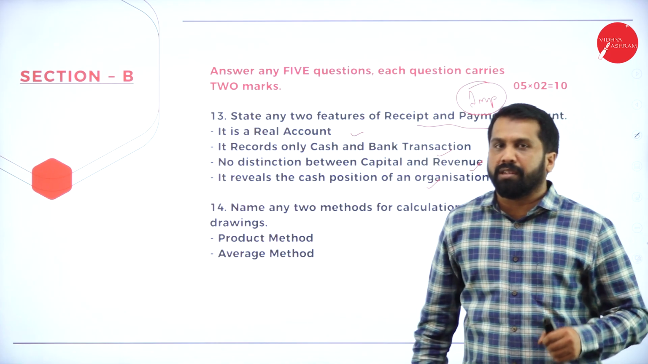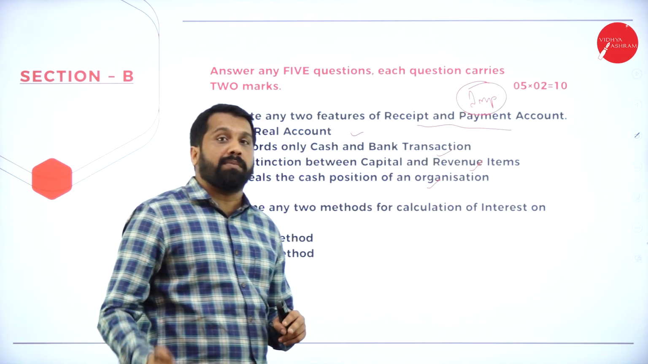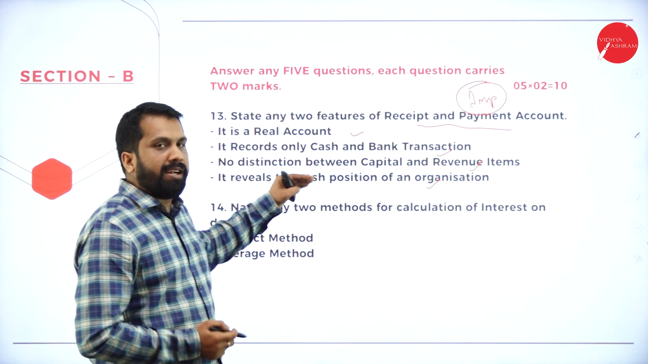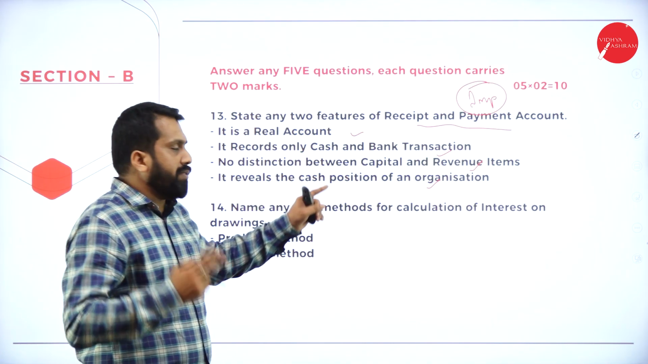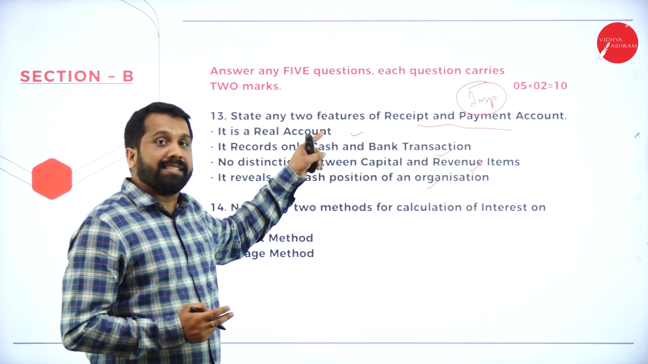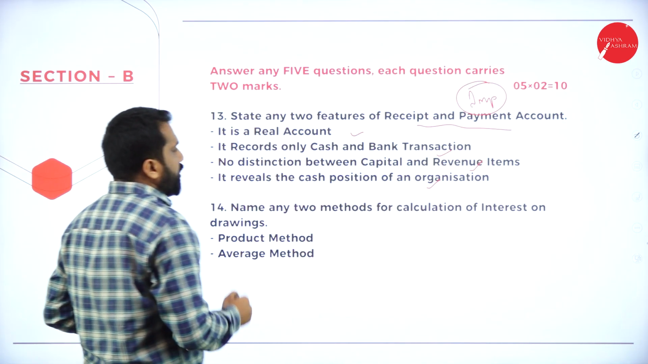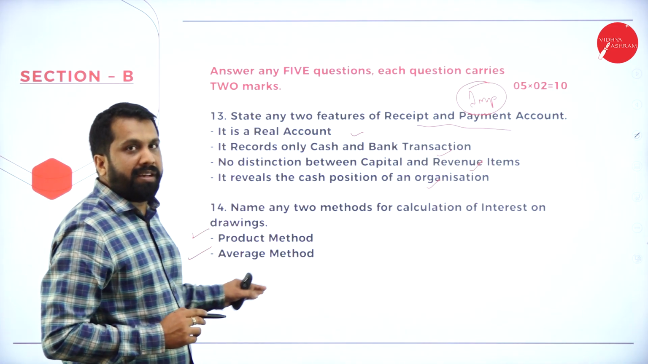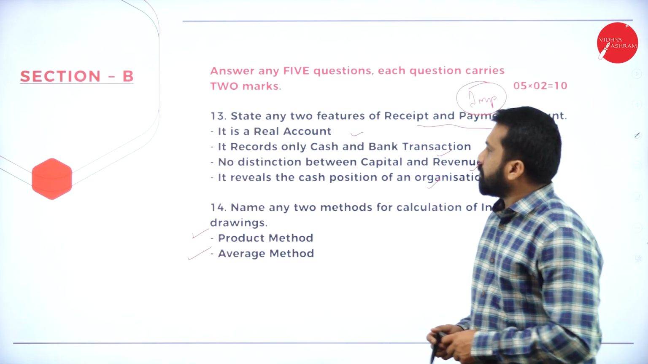These are the solutions. Remember, if it is a 2-mark answer, there must be minimum 4 points. For the safer side, they will not deduct marks. Normally, they expect only 2, but write 4 because the answers are easy. Then, name any 2 methods of calculation of interest on drawings. Product method, average method. We don't have any other method. That is the reason we have written only 2.